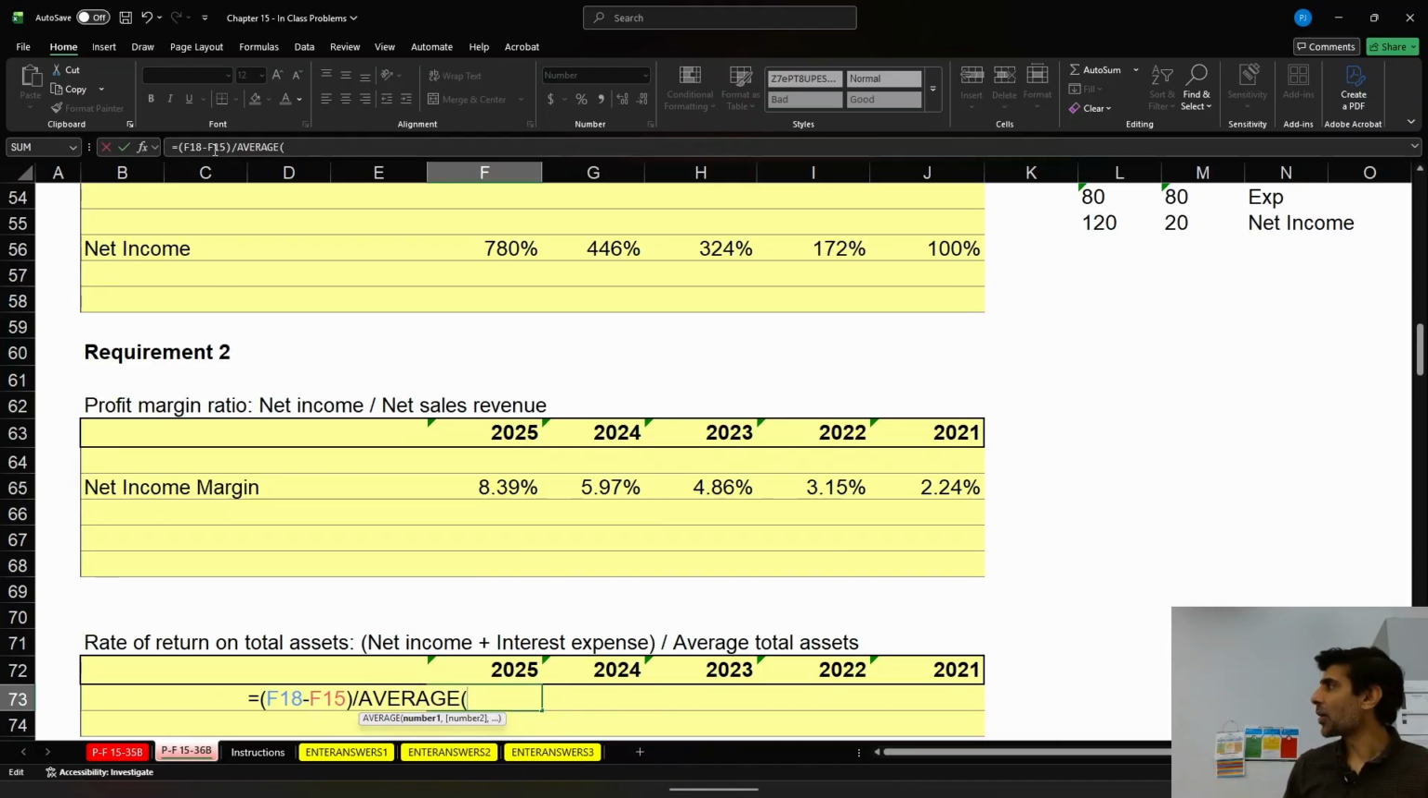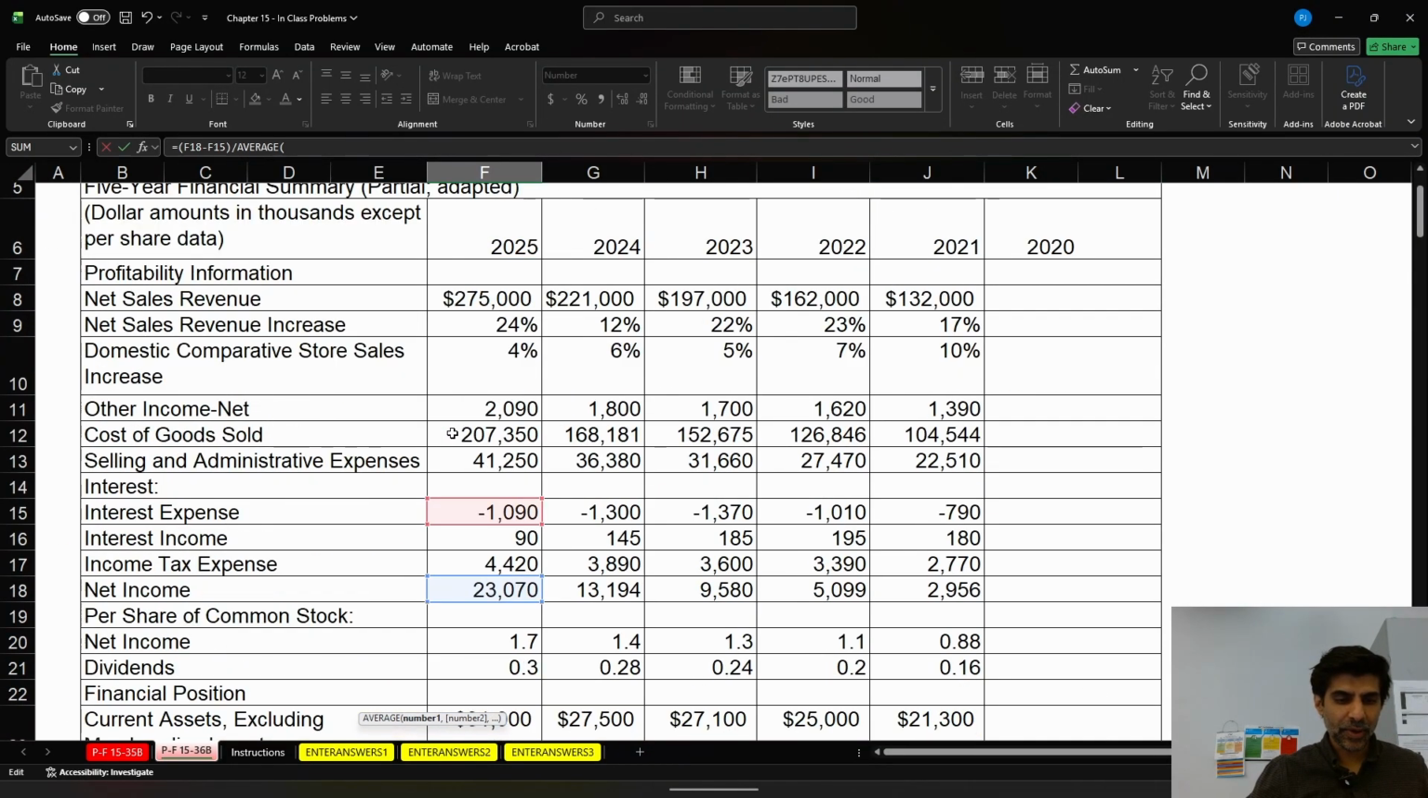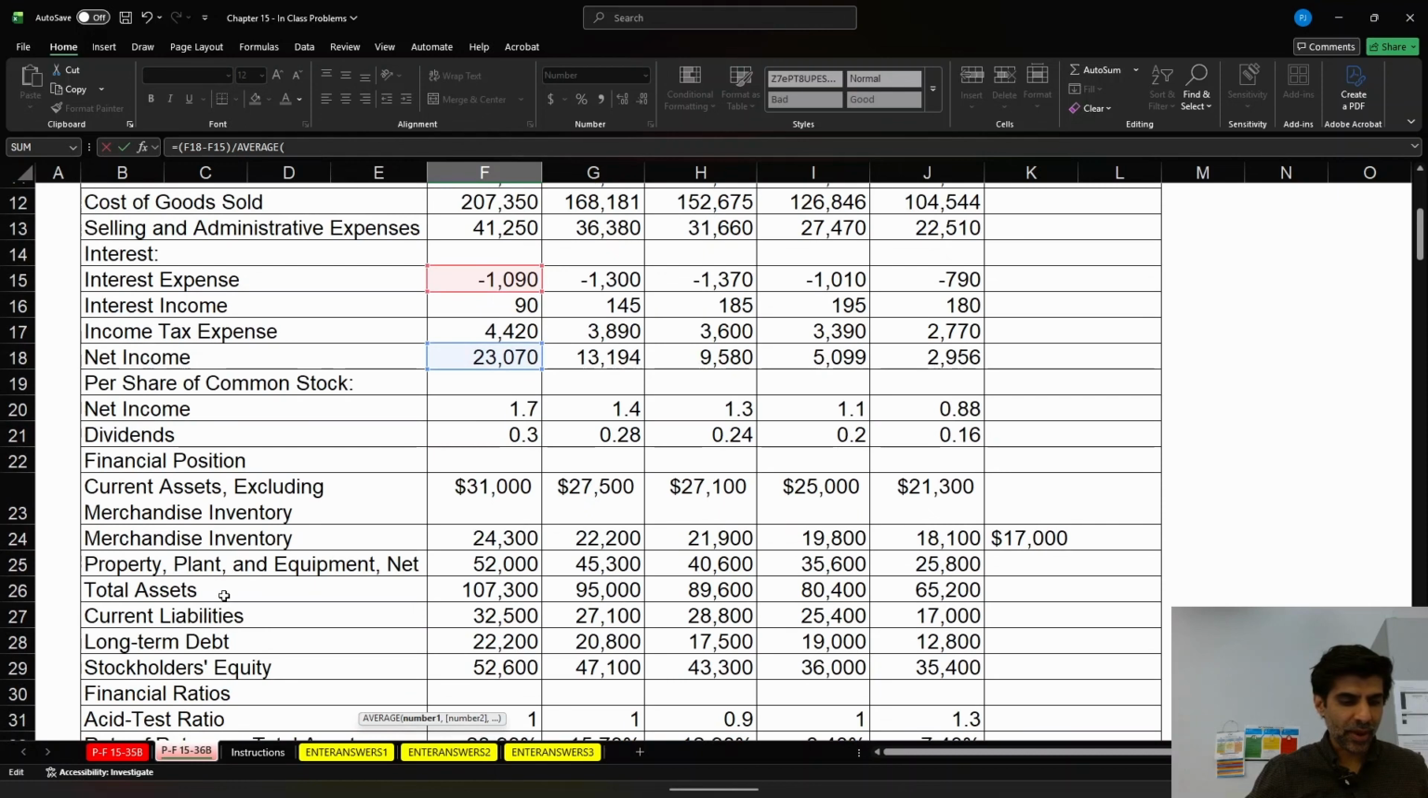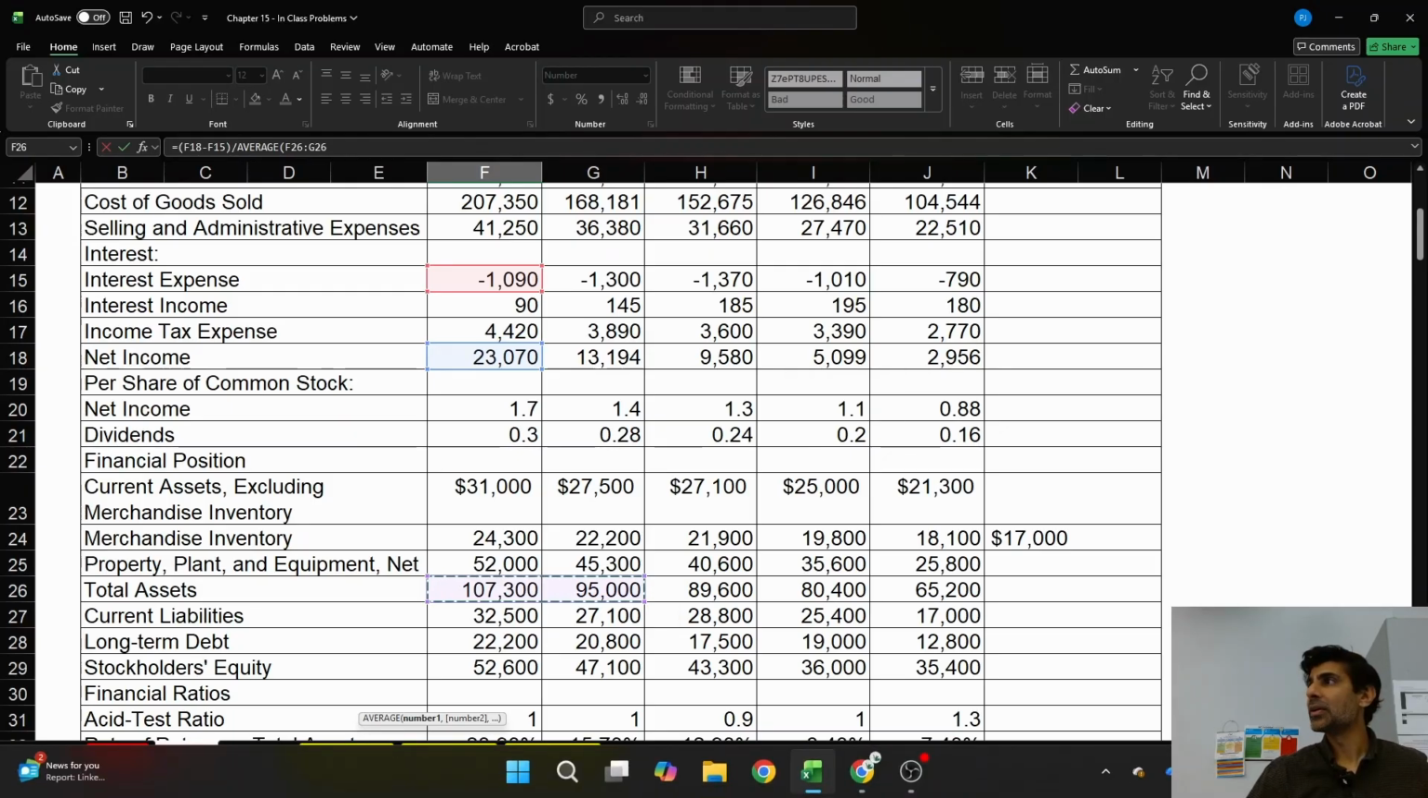There's a function called average. I go up here, you can see that our total assets at the end of 2025 is 107,300, and at the end of 24, it's 95,000. The end of 24 is the same as the beginning of 25. So we're just going to take the average of these two. That's going to give us the average of 2025, essentially: the average of the beginning balance and ending balance.